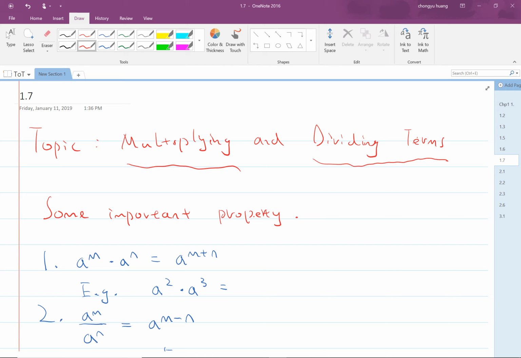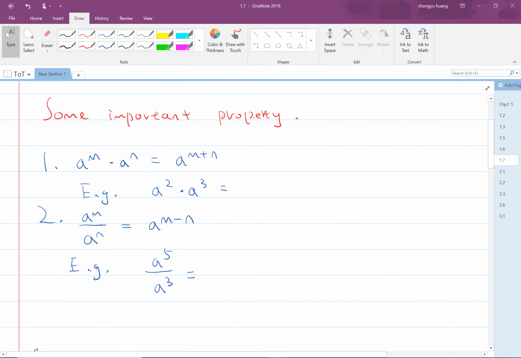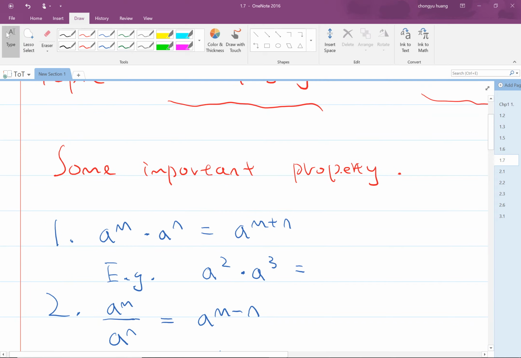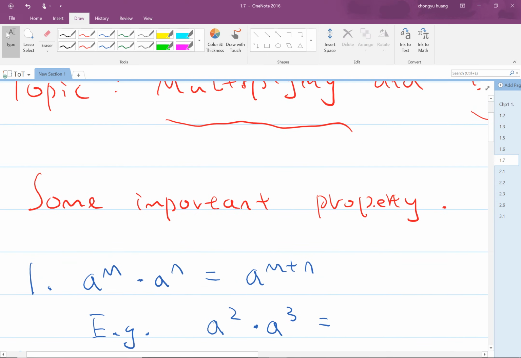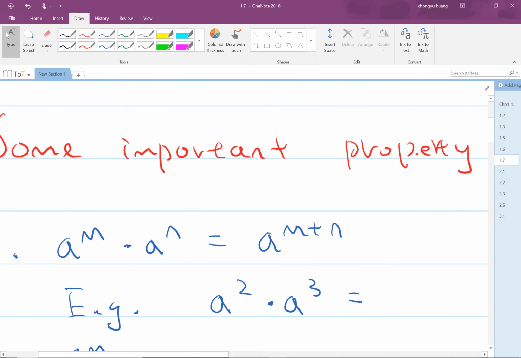There are some really important properties in this section, so I'm going to briefly talk about those properties. All right, let's take a look at the first one. Let me zoom in a little bit.